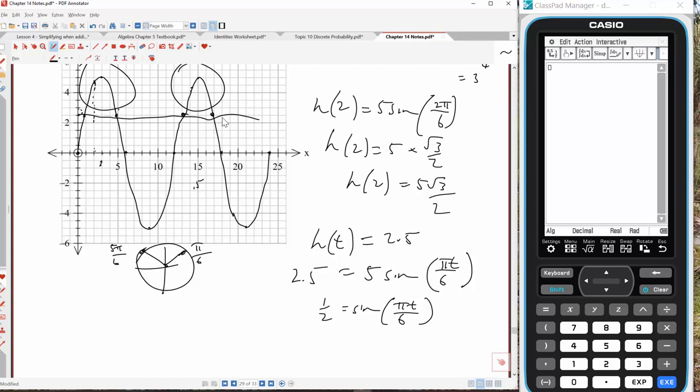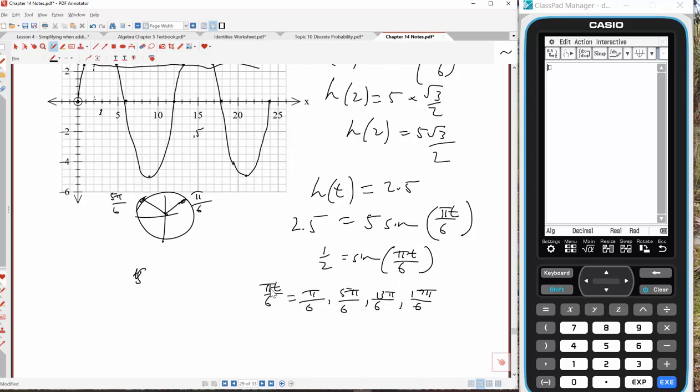And then we're going to generate another two results. We've got pi t on 6 equals pi on 6 and 5 pi on 6, and we're going to add 12 pi on 6 to both of these solutions. So it's 13 pi on 6 and 17 pi on 6. For each of these solutions, we divide by pi on 6. Pi on 6 over pi on 6 is just 1, and 5 pi on 6 over pi on 6 is going to be 5, then 13 and 17.